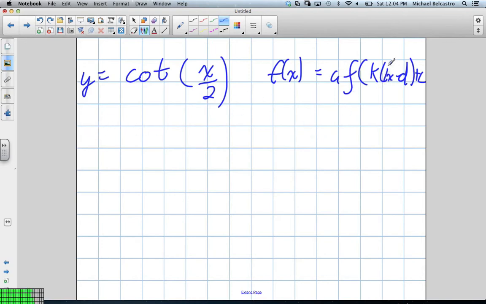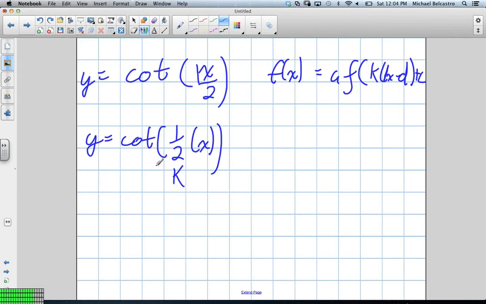So, again, we want our coefficient in front of x to be 1. In this case, it's actually a half. So we're going to factor out the half. y becomes cotangent of a half x. Okay? So we have a half x. In other words, just our k value.